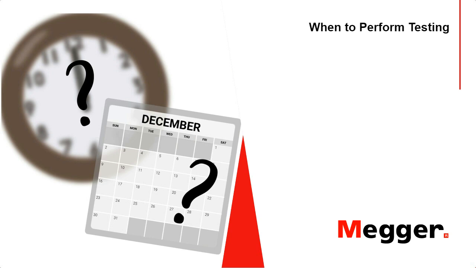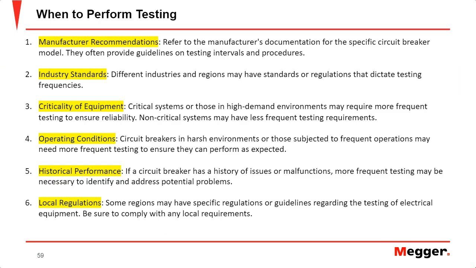So now we'll take a look at when to perform testing. So when to perform testing, there's not a set time limit on when you should perform testing. That's all going to depend on the company that's doing the testing and the criticality of the instrument. So seen here, we kind of have a list of all the different factors that go into how often you perform breaker testing. Typically, you can refer to the manufacturer's recommendations of the breaker. So they'll provide guidelines as far as testing intervals and procedures and stuff like that.